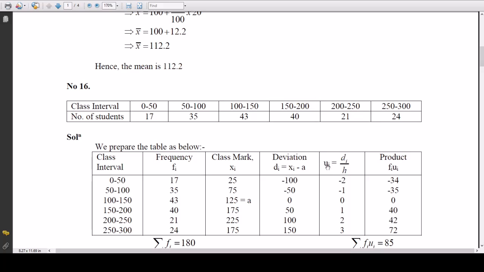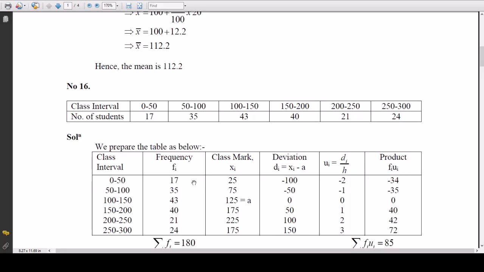Therefore, the value of ui is di divided by h, which is the width of class interval, and we have got it to be 50. 100 divided by 50, you will get 2. Minus 50 divided by 50, you will get minus 1. 0 by 50 is 0. 50 divided by 50 is 1. 100 divided by 50 is 2. 150 divided by 50 is 3.